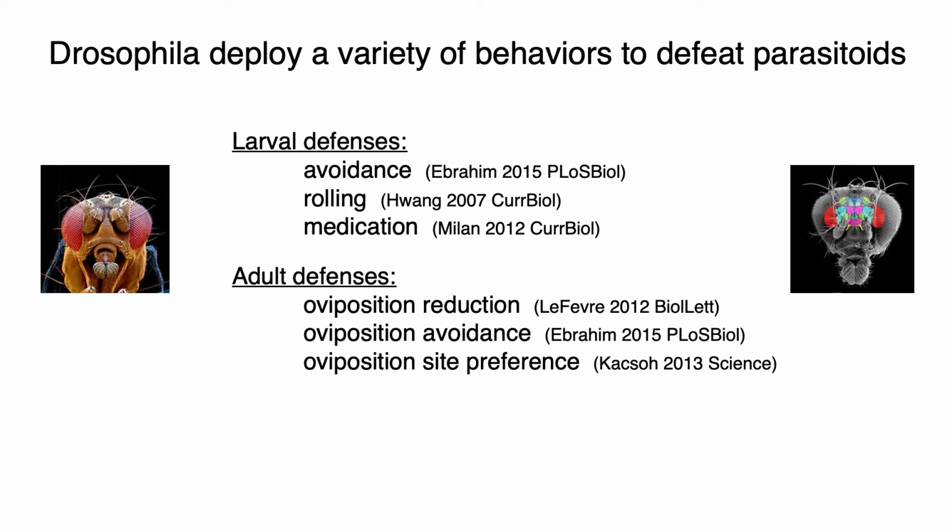There are also adult defenses. Now, fly adults are not infected by wasps, but they do change where and how they lay their eggs to avoid their offspring getting infected. For example, they'll just reduce their oviposition when wasps are around. They'll avoid oviposition sites that smell like wasps. And they'll lay their eggs in more toxic places as a means of preventing infection of their babies.